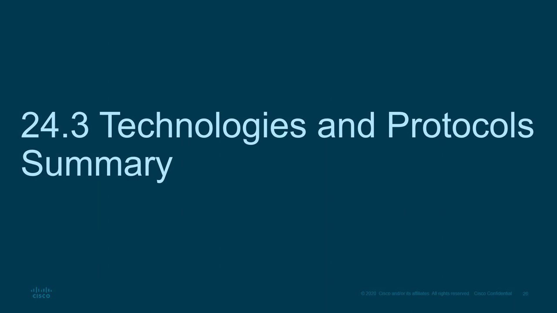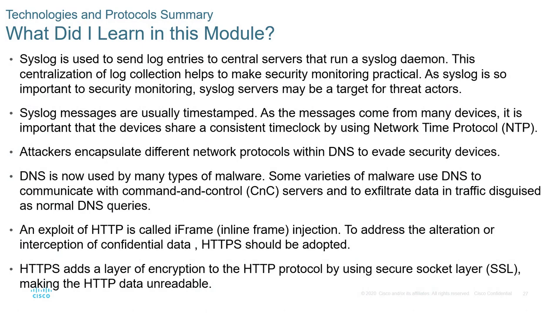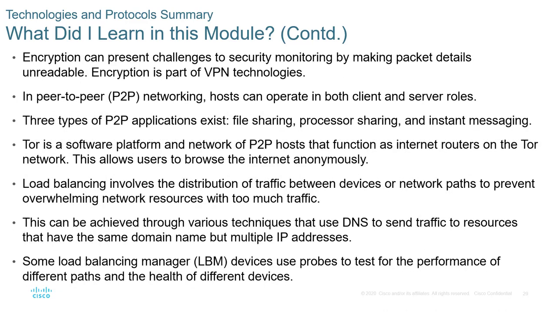All right, so that wraps up this chapter. We looked at major protocols: syslog, NTP, HTTP, HTTPS, our email protocols, SMTP, POP, and IMAP. We looked at different forms of communication using ICMP, as well as our address translations using either network or port-based, and some logging techniques like NetFlow. We finished it up with some P2P-based traffic, some encryption, our encapsulation and tunneling-based traffic, as well as load balancers.